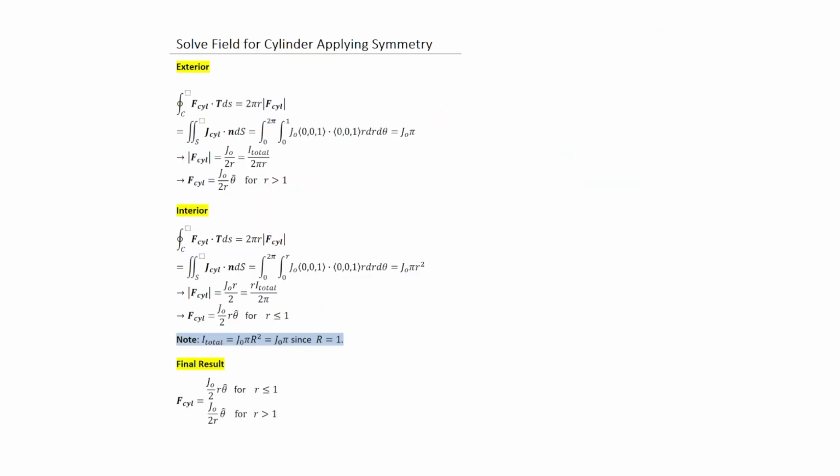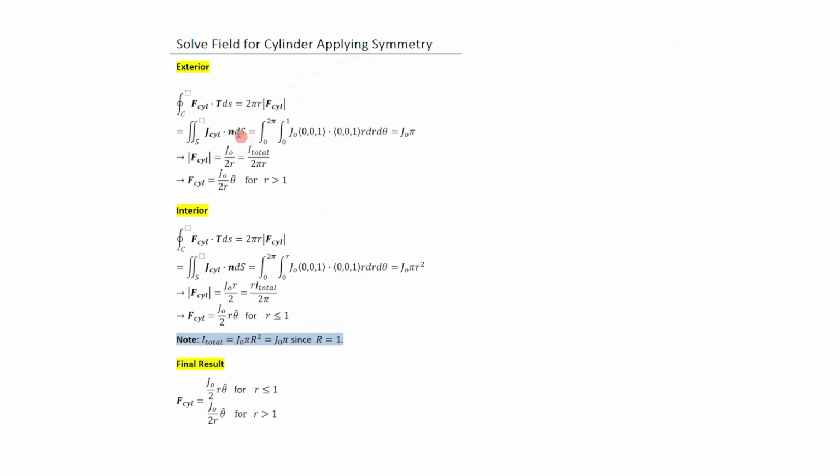All right, so now we're at a point where we can do the calculations for the cylinder, and there are two steps. One is to compute the field exterior to the cylinder, and one is to compute the field interior to the cylinder. We start with Stokes' theorem. The closed contour integral on the left-hand side will be just 2 pi r times the magnitude of the field of the cylinder at a given radius r. On the right-hand side, we're integrating the current flux density, dot product with the differential surface area vector. We've chosen these to be in the same direction.